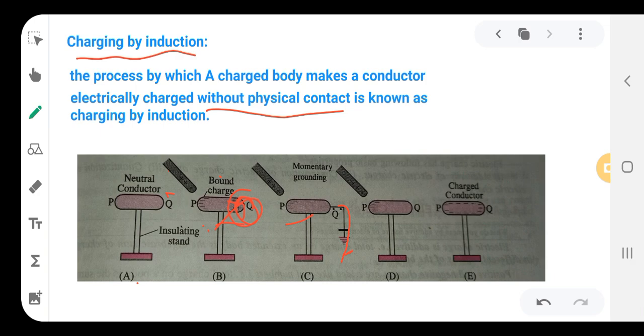And this negative charge will be distributed throughout, and if we continue the charging, these negative charges will be distributed throughout the conductor. Now this PQ will be completely charged with negative charges, right? This will be for a little amount of time, it is not permanent, okay, till we give the charges it will be charged. So this is charging by induction.